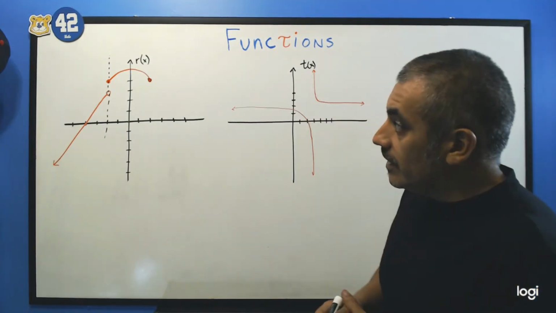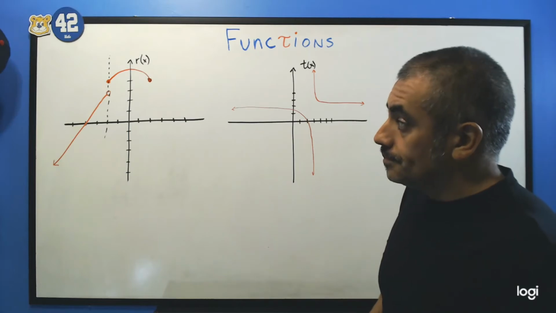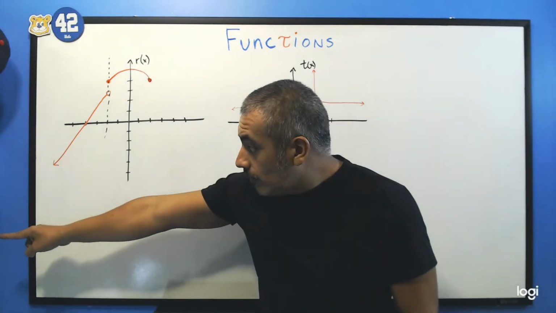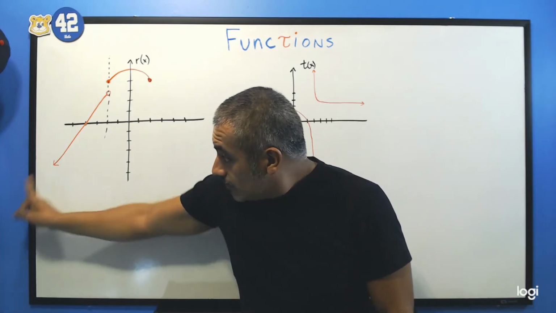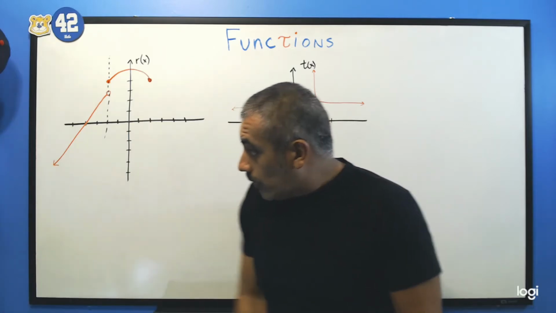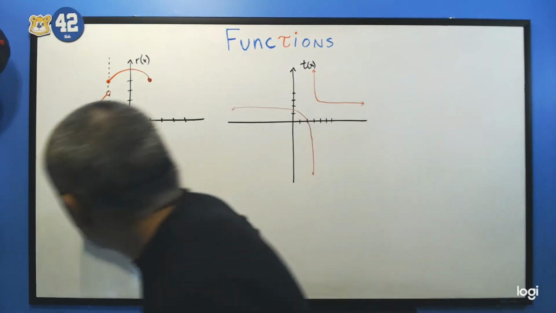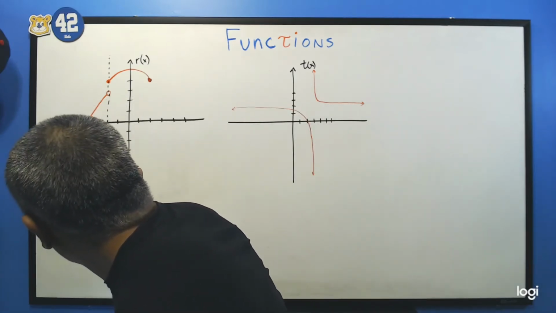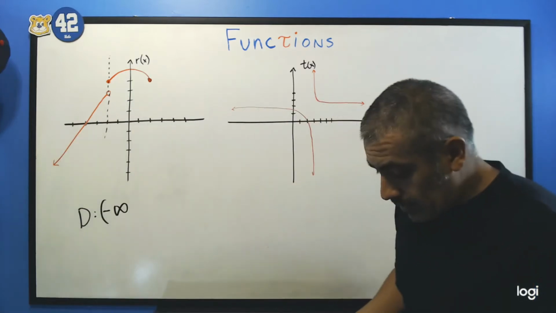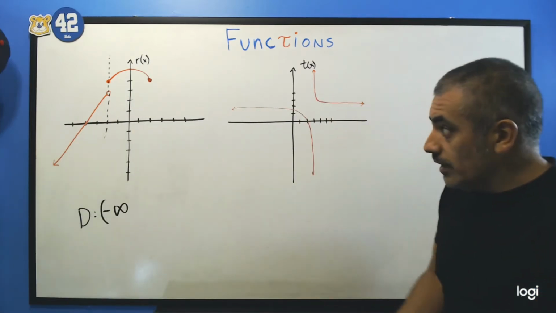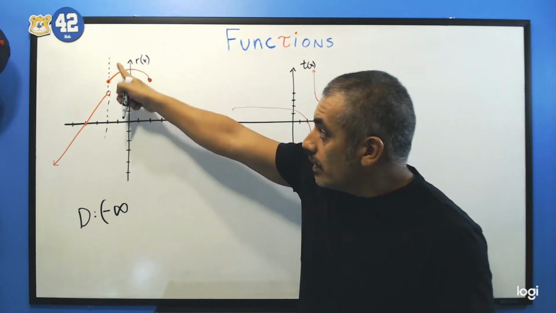Now, let's take a look at what my domain could be. Starting all the way from the left, we could see that this function continues going all the way to infinity in my domain. So we're going to say the domain is negative infinity to somewhere. We still don't know where it finishes. Well, we know it's going to finish somewhere around here, but what's going on over here?